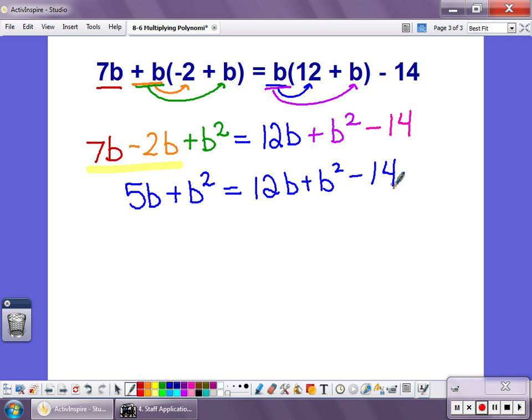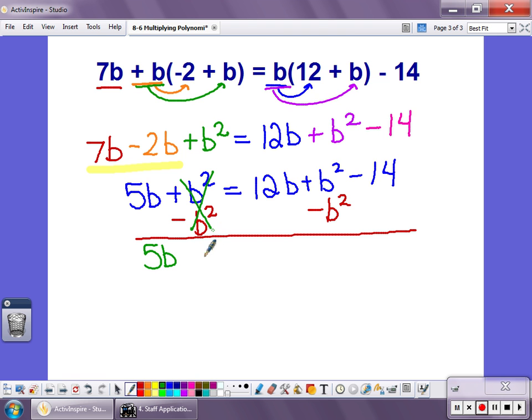To solve an equation, we need all our variables on one side and all the numbers on the other side. So I'm going to move this b squared to combine it with my other b squared. So I'm going to subtract b squared on both sides. When I do that, I'm left with a 5b, but look, my b squared and my negative b squared are going to cancel out and become 0. So on the other side of my equal sign, I have a 12b, and again, I've got a b squared minus a b squared, so that's like 0, and my minus 14.